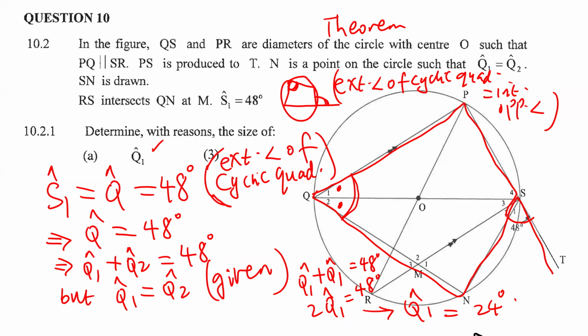Who has a question? Right, so we found angle Q1, which is 24 degrees. So what do we have now? We continue. Okay, next question.